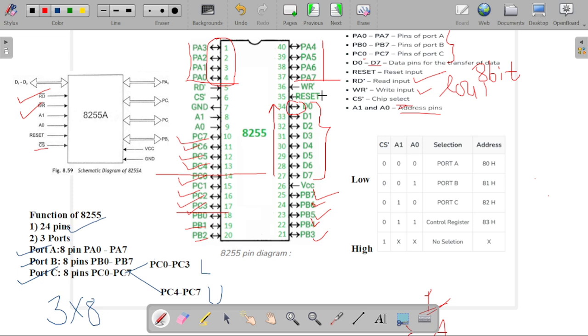Now there is a reset signal available for resetting our input. RD bar and WR bar are used for reading and writing our data. So in this video we have learned the pin diagram architecture of the 8255 PPI, the functions of the pins, how we can select the address lines, and how ports will be selected based on those address lines.